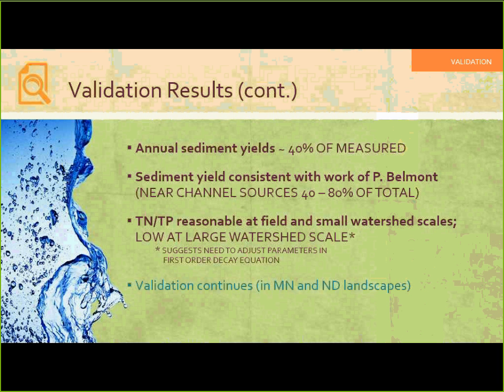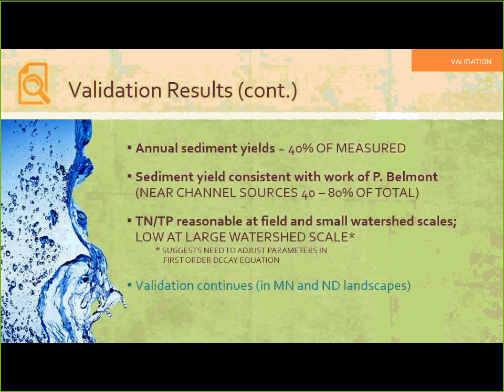Now, reasonable at what scale is always a question. We've basically checked the results in terms of the loads and yields at the edge of field scale using the Field to Stream Partnership data. We've also checked it at the small watershed scale, meaning roughly 1 to 2 square miles in size. And then we've checked it at the large watershed scale. The Root River is very large. We've matched up or looked at yields and loads up to about 1,500 square miles in size.